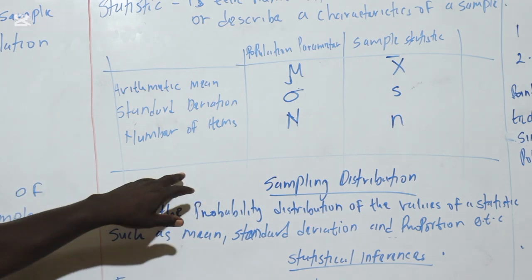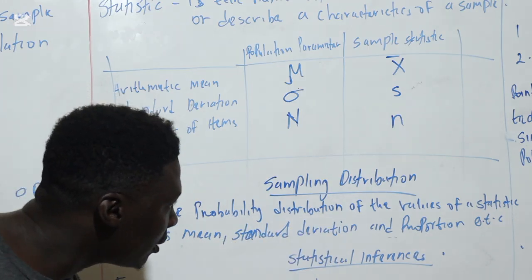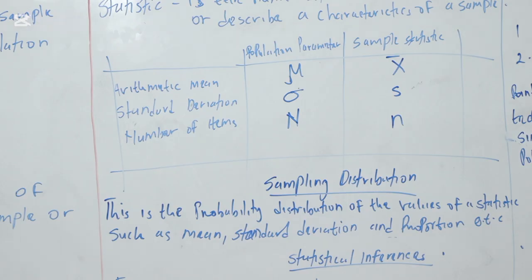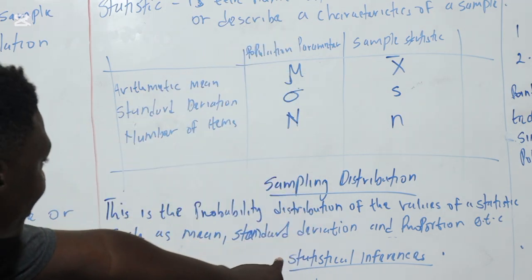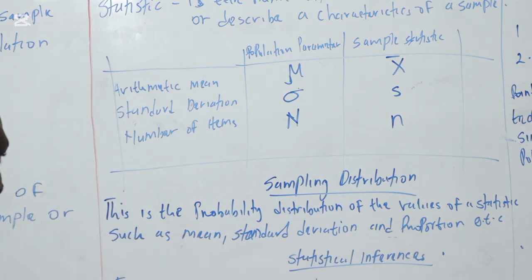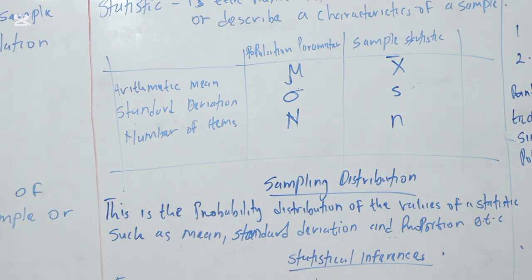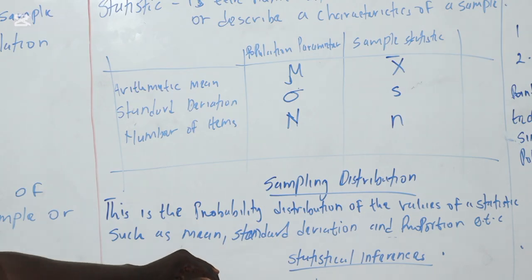Now sampling distribution, as I defined, is the probability distribution of the values of a statistic, such as mean, standard deviation, and proportion, etc. This is the probability distribution of the values of a statistic, meaning sample statistics. Mean and standard deviation, we'll talk about them in the measures of central tendency, so I'll cover that topic later in the day, not today.